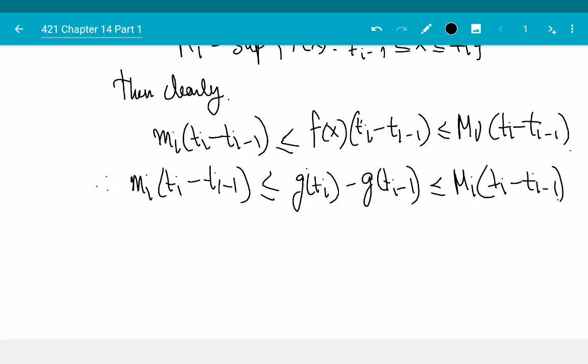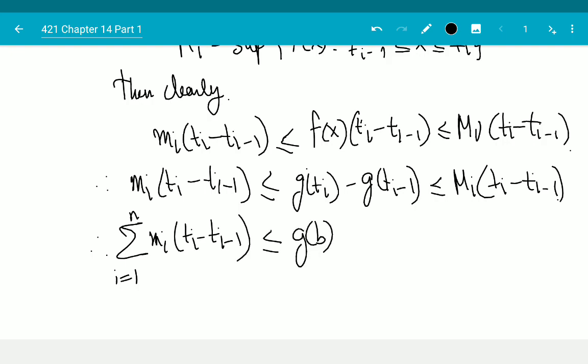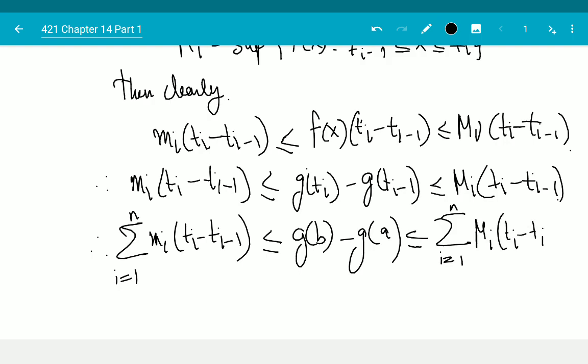Well, adding these all up, therefore, the summation from i equal to 1 to n of m_i (t_i minus t_{i-1}) is smaller than or equal to, well, if I add all of these up, this more or less forms a telescoping sum, right? All of them cancel other than G(a) and G(b), which leaves the summation from i equal to 1 to n of capital M_i (t_i minus t_{i-1}).